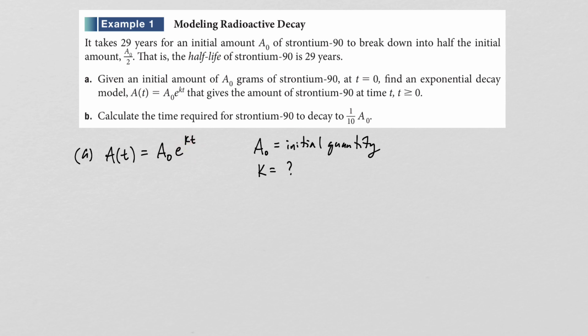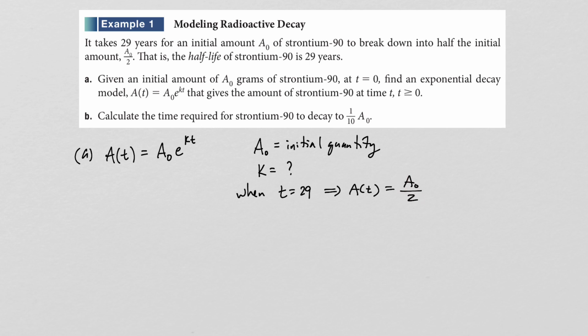What we do know is that when time equals 29 years, the amount that we will have left over is the initial amount divided by 2, right? Because they tell us that the half-life is 29 years. So at that specific value for t, we will have half of what we started with. And half of what we started with is the initial quantity, A sub 0, divided by 2.